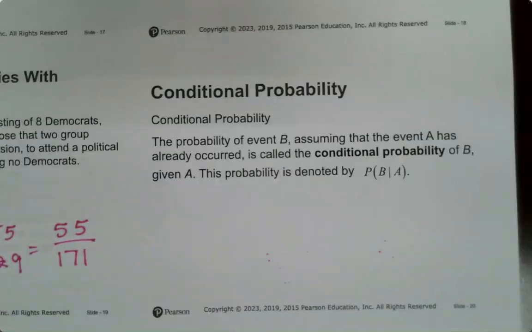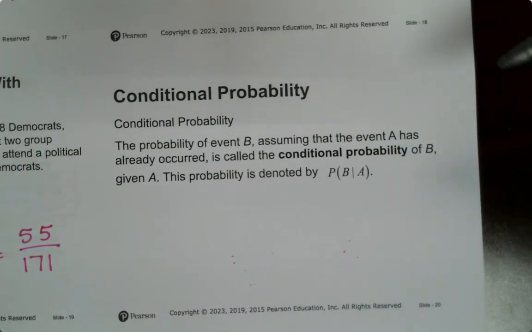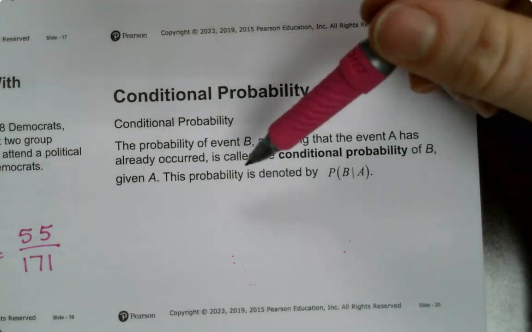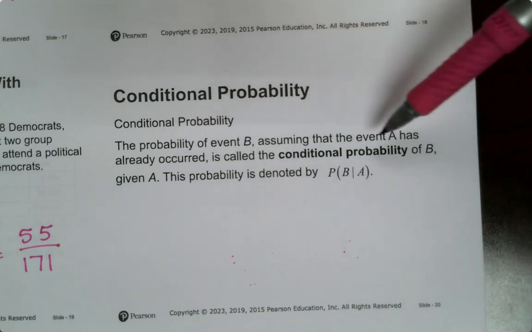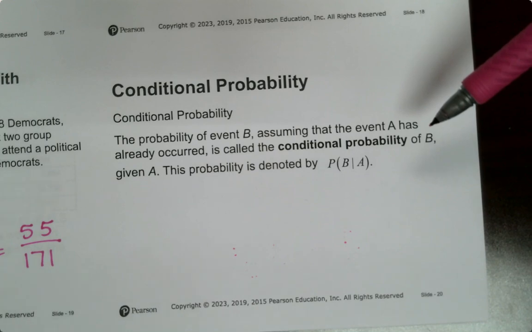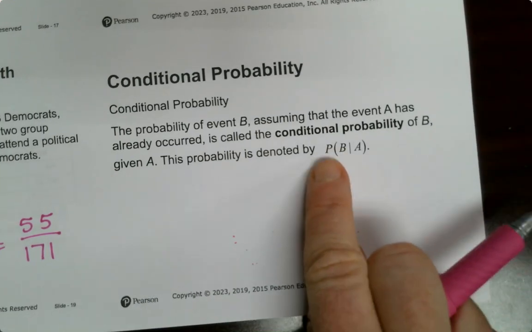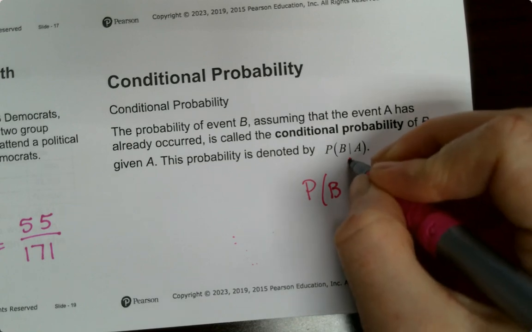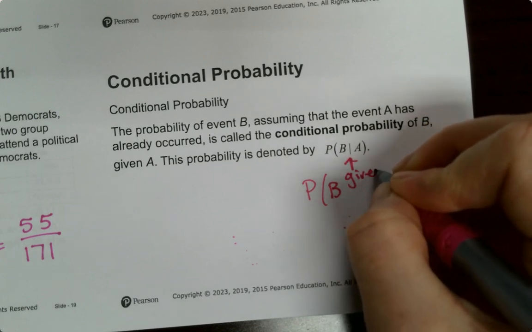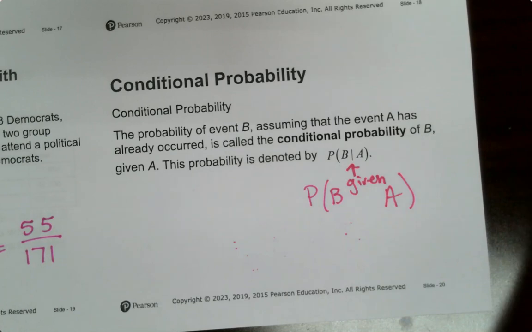Okay, conditional probability is the last skill that we're learning. This means that we are going to find the probability of event B, assuming that event A has already occurred. So it has this little line. You would say probability of B, and this means given A occurred.